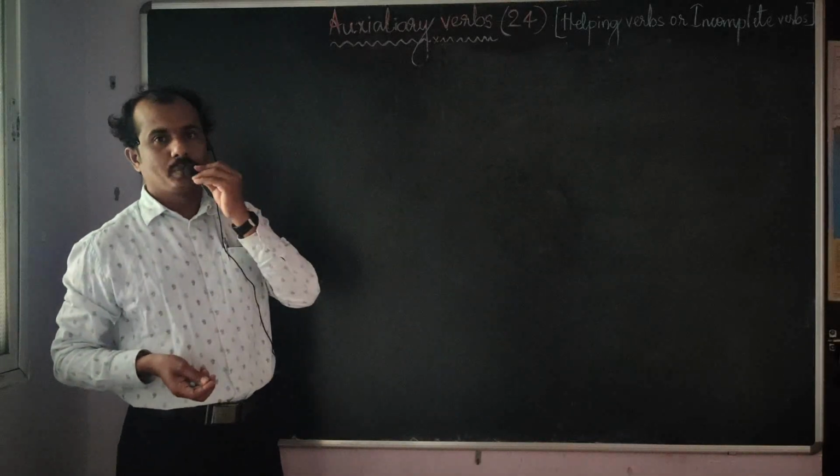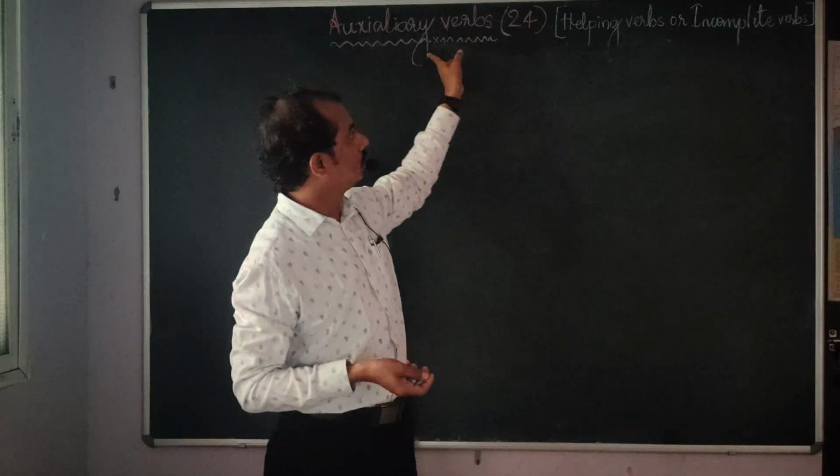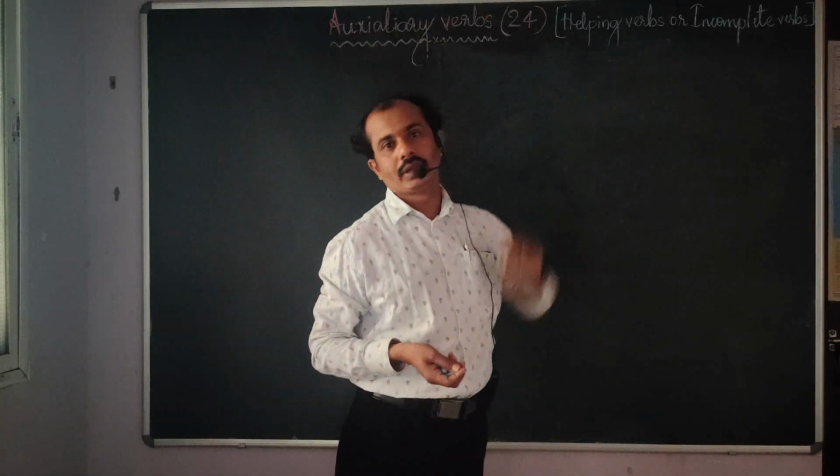Hello everyone. Today's topic is auxiliary verbs. In English grammar, there are 24 auxiliary verbs. Auxiliary verbs are also called helping verbs and incomplete verbs.